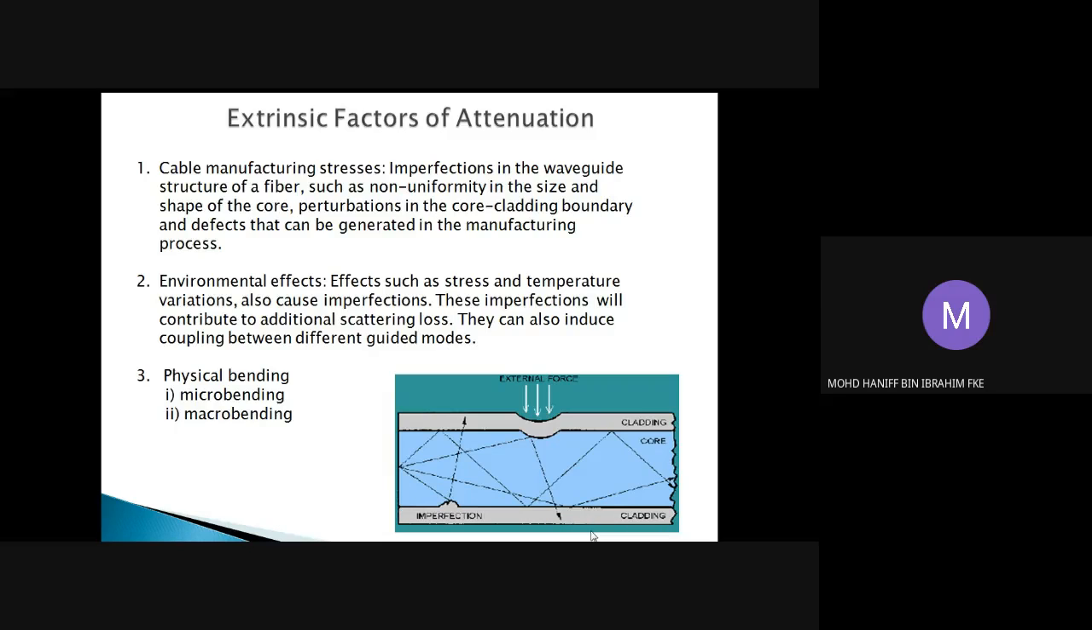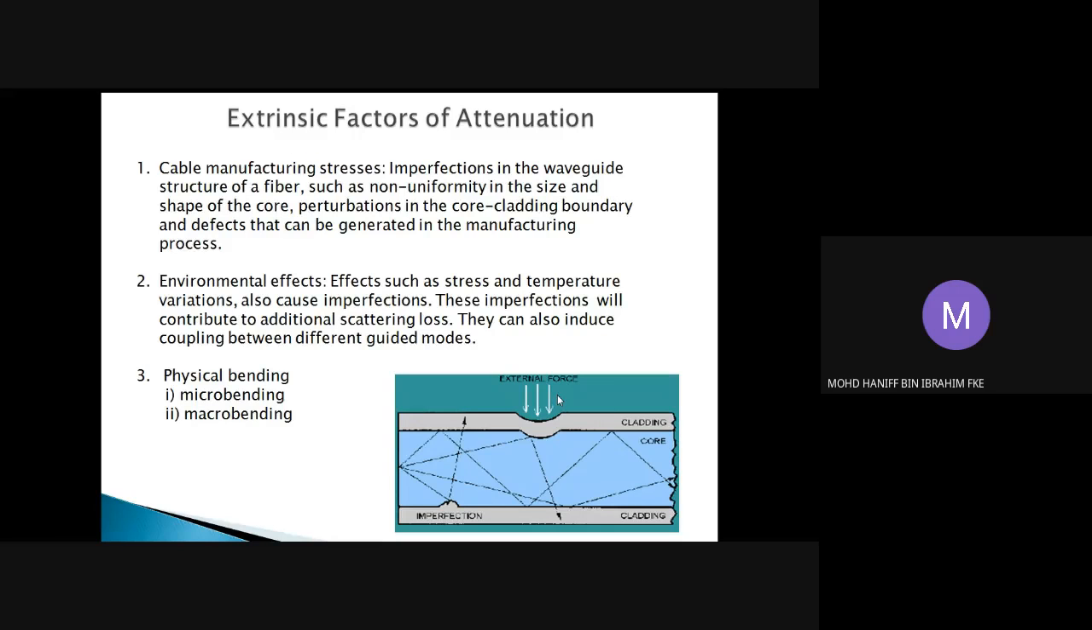We have seen this yesterday. The same thing happens with imperfections at the core and cladding boundary. The light will be scattered into the cladding, which will further incur loss and attenuation. So this is an example of the extrinsic factors of attenuation, which is majorly due to manufacturing defects.